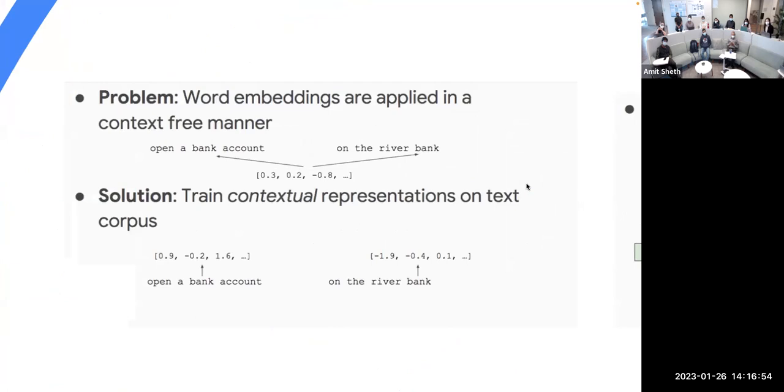So what ELMo says is, what simple problem solving can we do? We can create separate embeddings for the separate senses, right? Bank, organization, separate embedding. Bank, river bank, separate embedding. Now, if we can do that, the problem is when you get a sentence, it's a search problem. Which one will apply? We don't know.